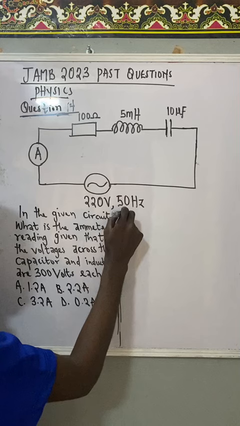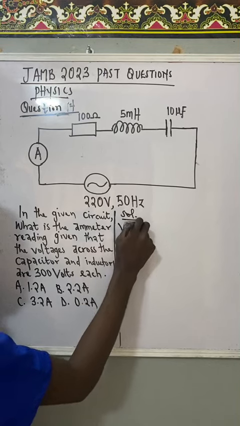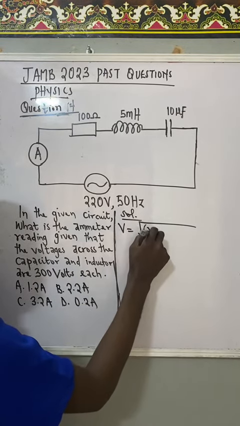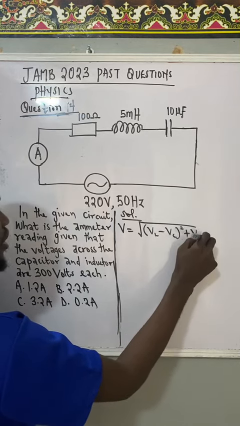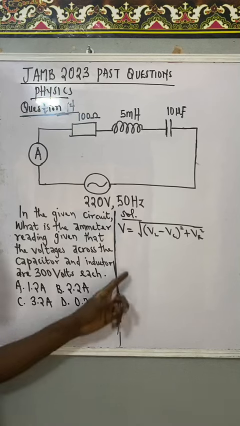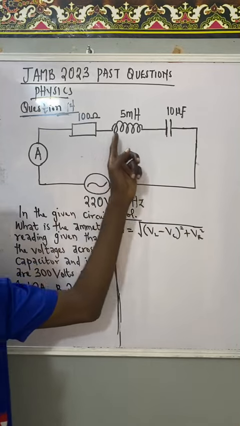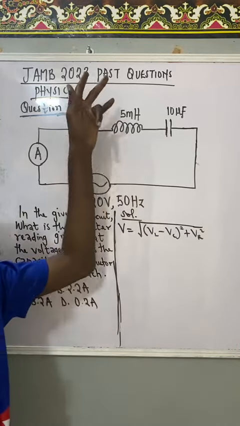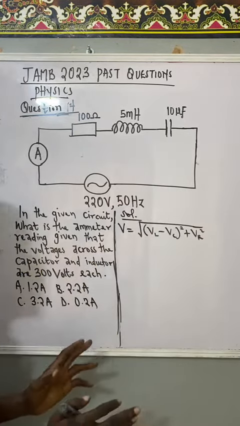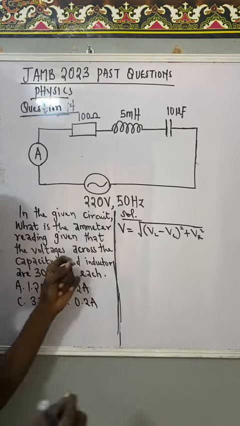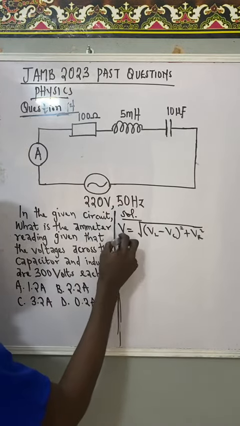Now, we are going to use the formula of total PD. That's V equal to the square root of (VL minus VC) squared plus VR squared. Now, in a circuit that contains R, L, and C, that's resistor, inductor, and capacitor, this is the formula for calculating the effective potential difference, effective voltage, or effective PD. Now, we can get that from here.